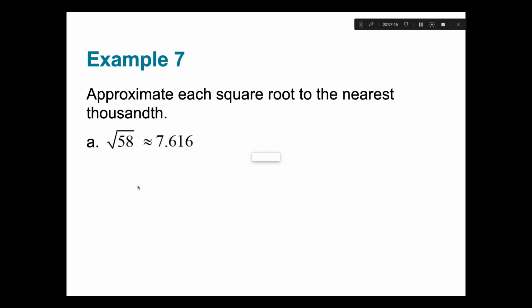You'll notice they put a wavy approximately sign between their 2 numbers instead of an equal sign. Why? Because it's an estimate. We rounded to get that answer.